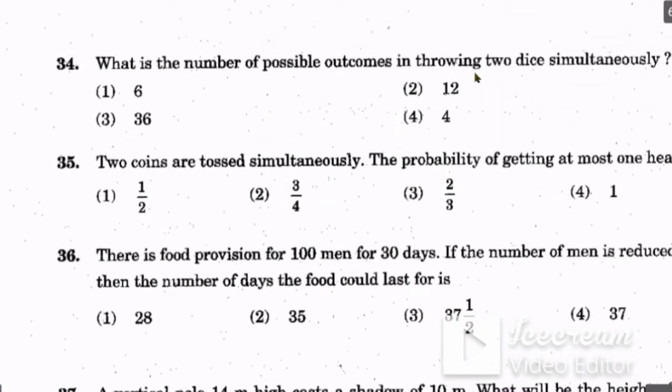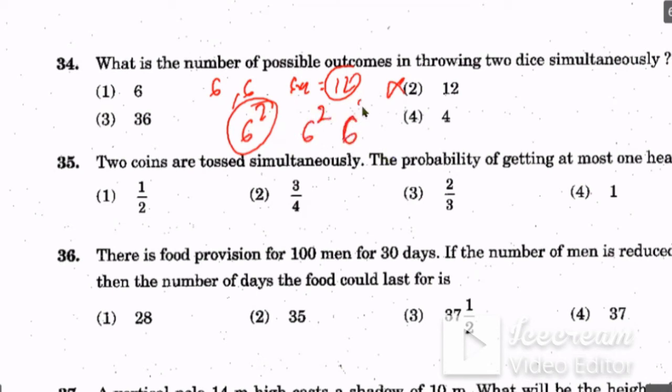What is the number of possible outcomes in throwing 2 dice simultaneously? If you throw 2 dice, in one dice there are 6 outcomes. If you throw 2 dice, it will not be 6 to the 12, that is a wrong answer. It will be the square. Whatever the number of dice, that power will come. If 2 dice are there, so 6 to the power 2, and if there are 3 dice, then it will be 6 to the power 3.